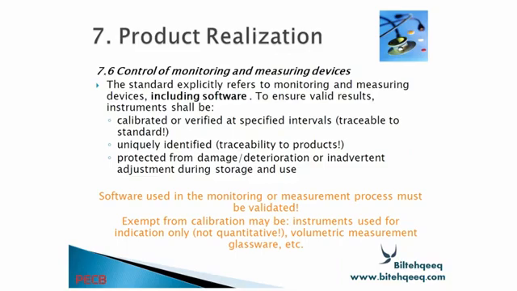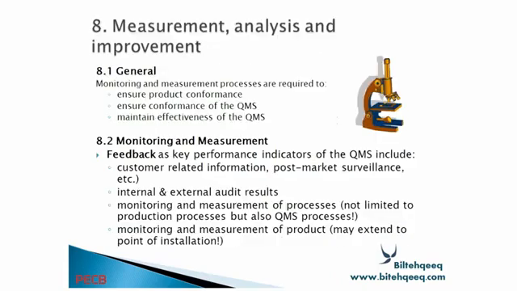For example, calibration may not apply to instruments used for indication only, not quantitative volumetric measurements, such as glass scales. So every instrument you are using for measurement must be calibrated. Monitoring and measurement processes are required to ensure product conformance and conformance of the quality management system.